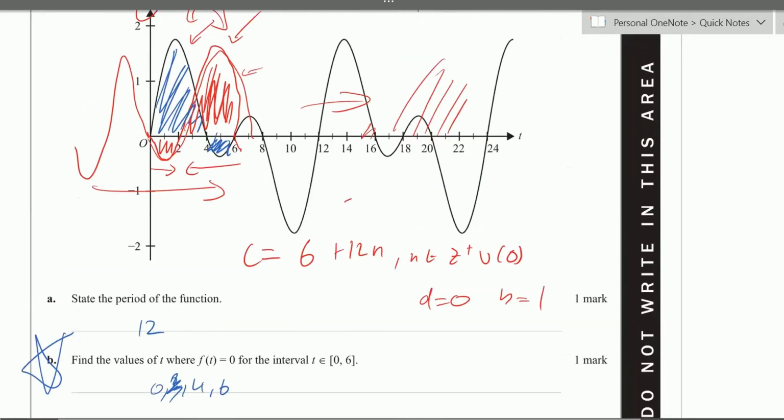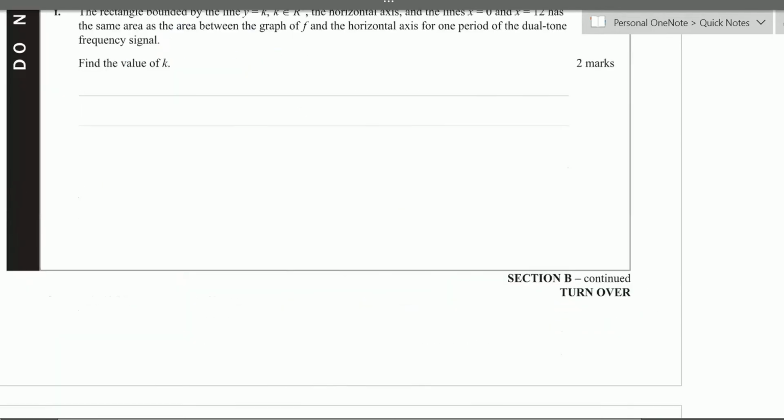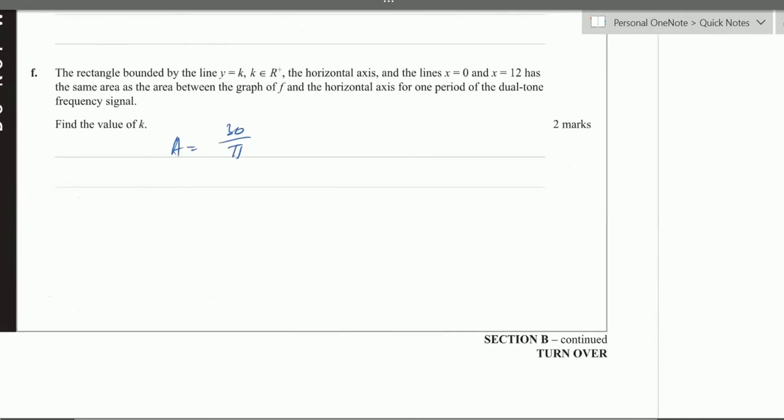So that includes these two. But you can tell from symmetry, it's just twice the area we found in part D. So the area is just 30 on pi. But if you don't see the symmetry, you can just do calculus again, but again, it might take a while. So the area we need is 30 on pi, and it's going to be a rectangle between 0 and 12. So k times 12 is 30 on pi.